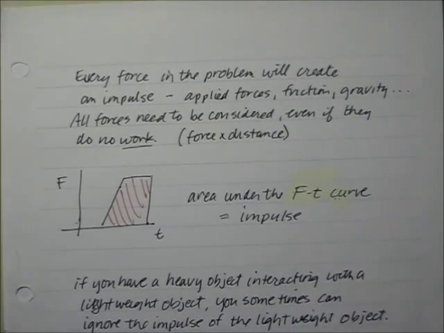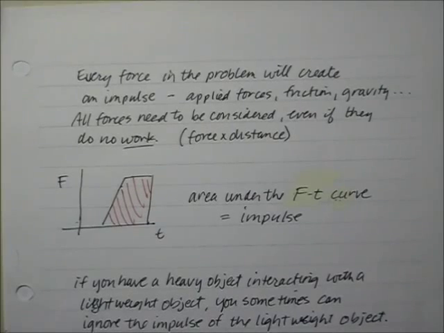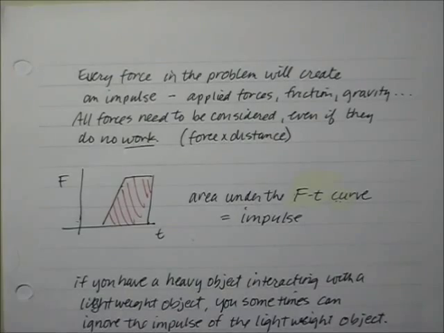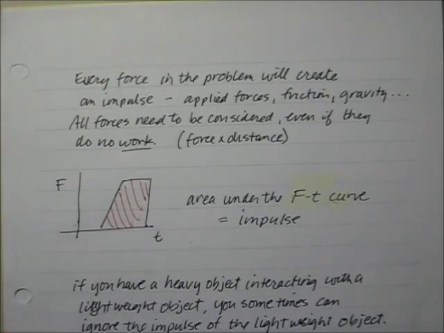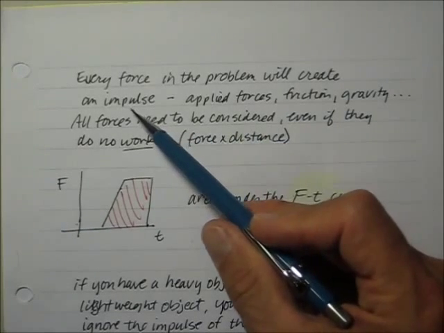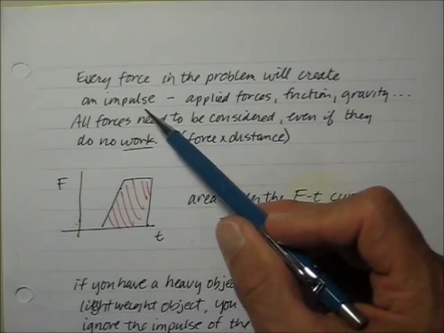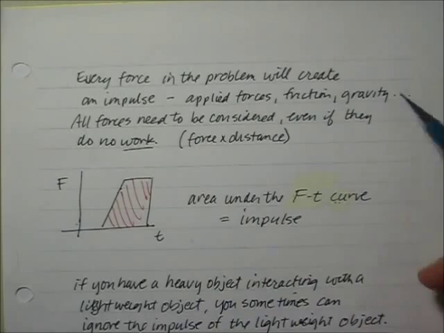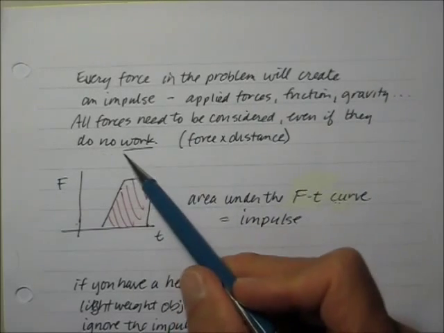All right, so energy. In energy, we were able to, if you want to call it, ignore gravity forces. We didn't really ignore them. What we did was we considered all gravity forces and work due to gravity as part of our potential energy. In momentum, we can't do that. We have to consider every force in the problem, and all forces will create an impulse, being the force times the time. So all applied forces, friction, and gravity will all be included. All forces will need to be considered even if they don't do work.